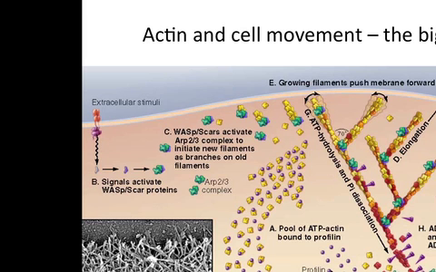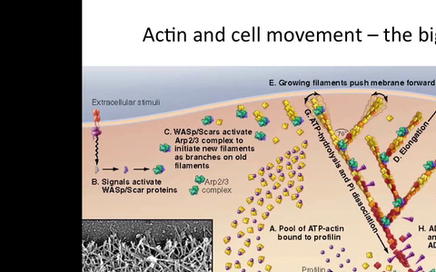So let's say the cell needs to be going in one direction, you need to control the direction that that web is being built in. So you might have some capping proteins that are going to prevent formation of a web in a different direction. And then there's also ways to regulate cofilin.